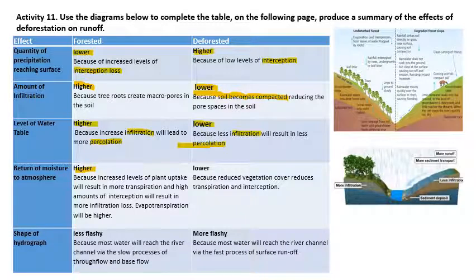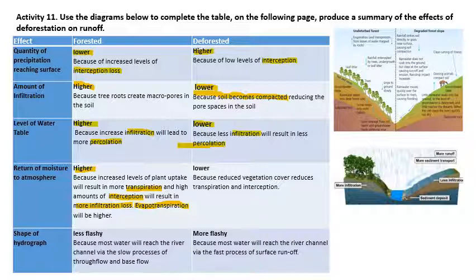This is because you've got increased levels of plant uptake, so you're then going to have more transpiration. As I said at the top, you've also got more interception, so you're going to have more, that should say interception loss, not infiltration loss. You're also, therefore, going to have higher levels of evapotranspiration. So more water is lost either from the trees going through the process of photosynthesis and transpiring that water back into the atmosphere, or losing the water through interception loss.